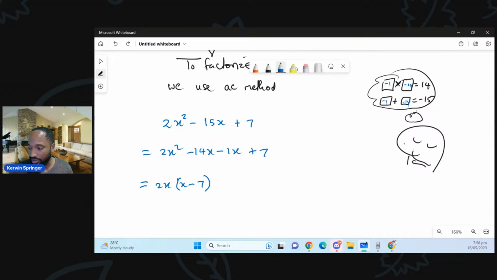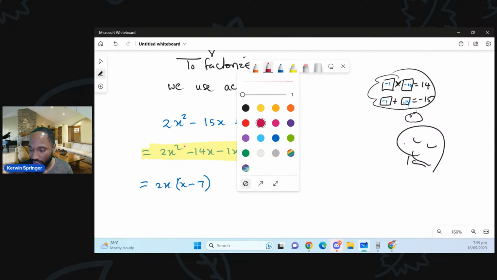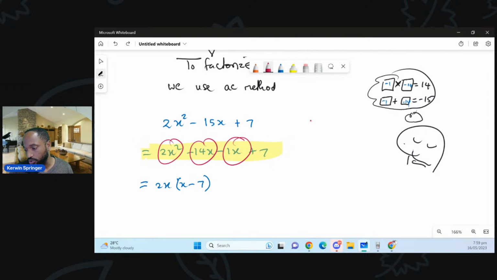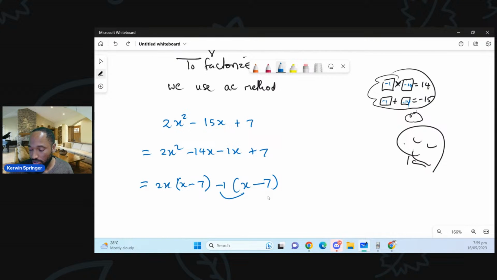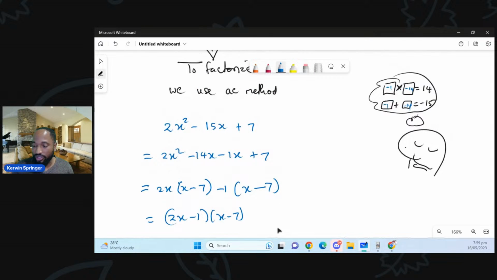Remember, this part is done by grouping because you are seeing those 4 terms, that clue there, 4 terms. So you do those by grouping. You imagine an invisible line here and you factorize 2x from the x minus 7. And then you take back that x minus 7 and you throw him down there. Then you find the missing piece. So 2x minus 1, x minus 7. And now you have factorized the quadratic.